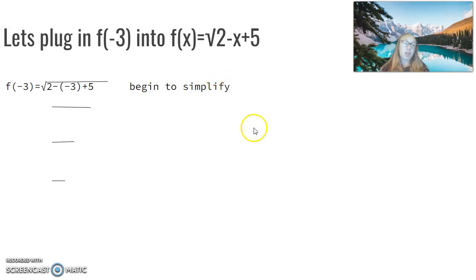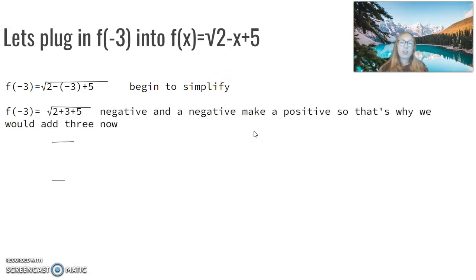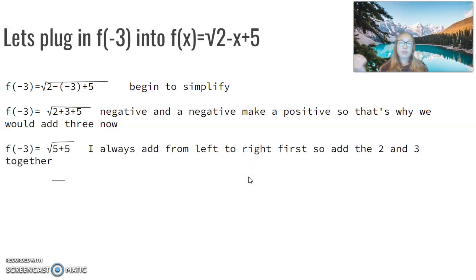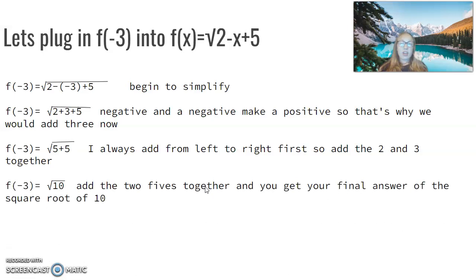So let's begin to simplify this. f(-3) equals the square root of 2 plus 3 plus 5. A negative and a negative makes a positive, so that's why we would add the 3 now instead of subtracting. So f(-3) equals the square root of 5 plus 5. I personally always add from left to right first, so I added the 2 and the 3 first together. And then f(-3) equals the square root of 10. Add the two 5's together and you get your final answer of the square root of 10.